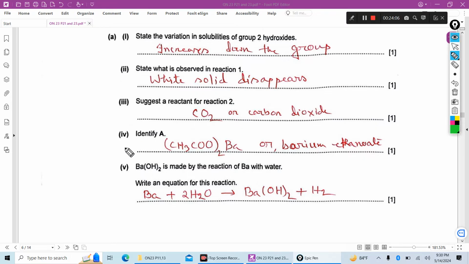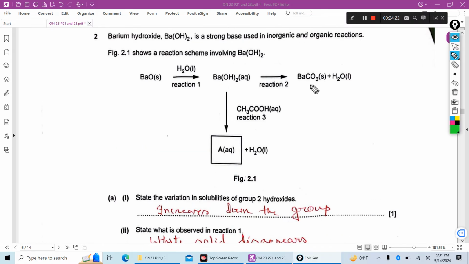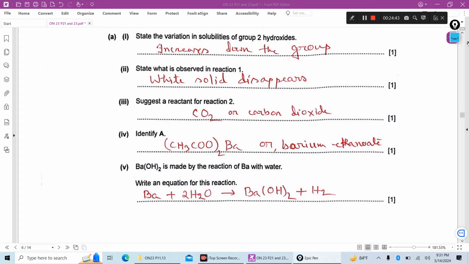Then number 4, identify A. A is a barium salt of a carboxylic acid, barium ethanoate. You can give the formula or name. In reaction 4, alkali barium hydroxide reacts with carboxylic acid to produce water and a salt of the carboxylic acid. As here there are 2 carbons, 1, 2, and the metal is barium, the salt will be barium ethanoate.